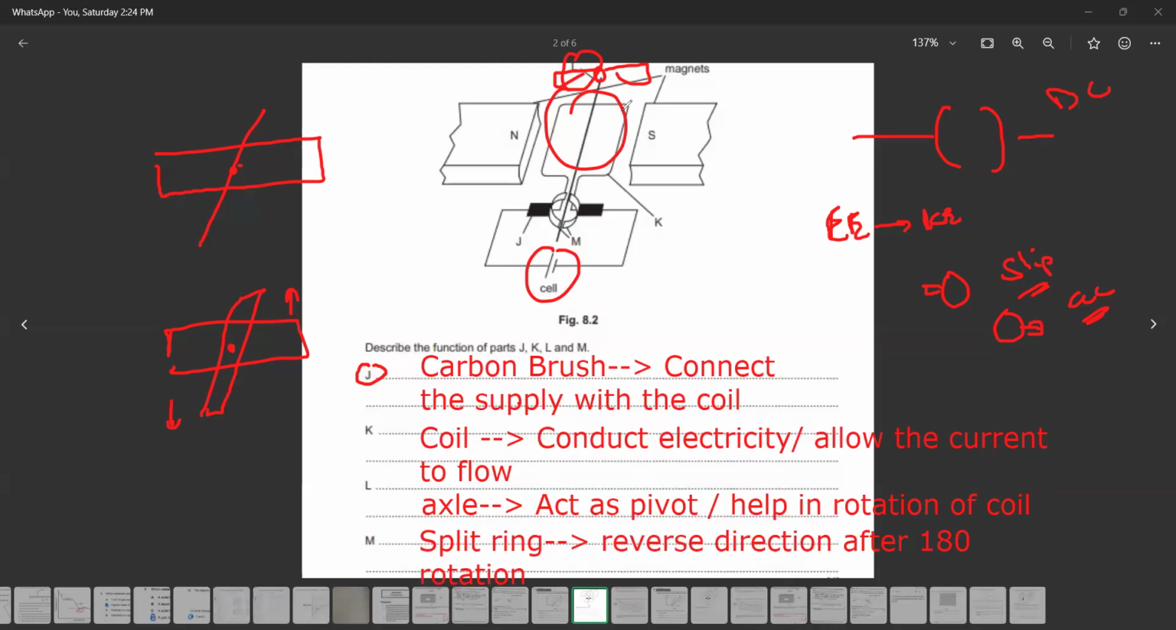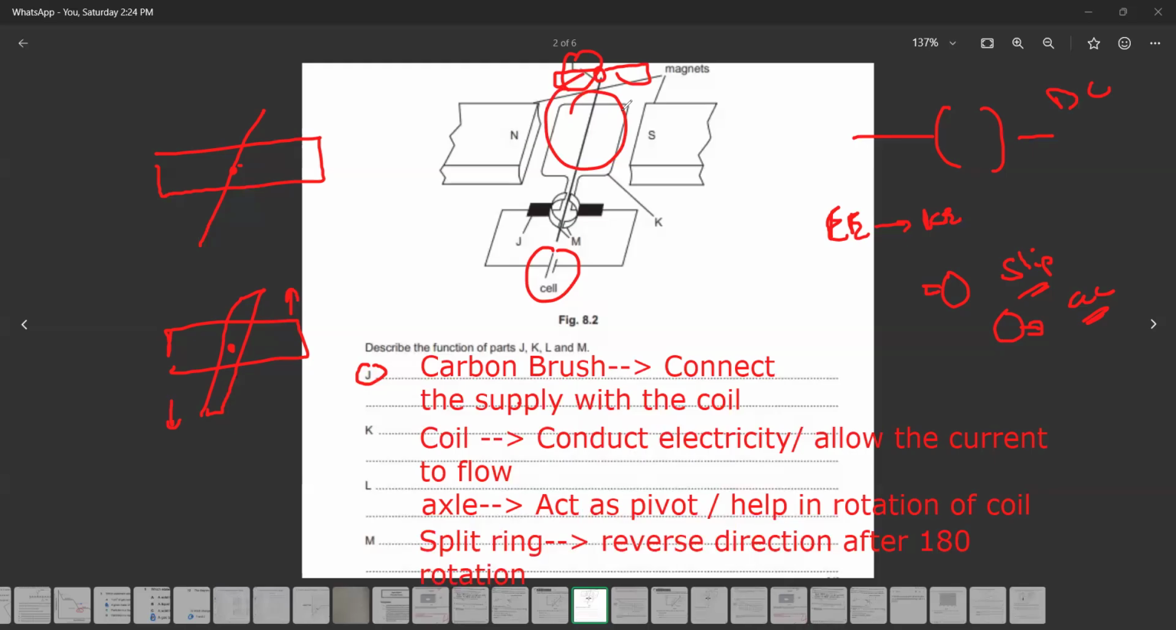They don't say define slip ring. They will say purpose of a slip ring. So if they say, what is the purpose of a slip ring? The carbon brush remains the same. The carbon brush connects the supply with the coil. The carbon brush connects the internal and external circuit.